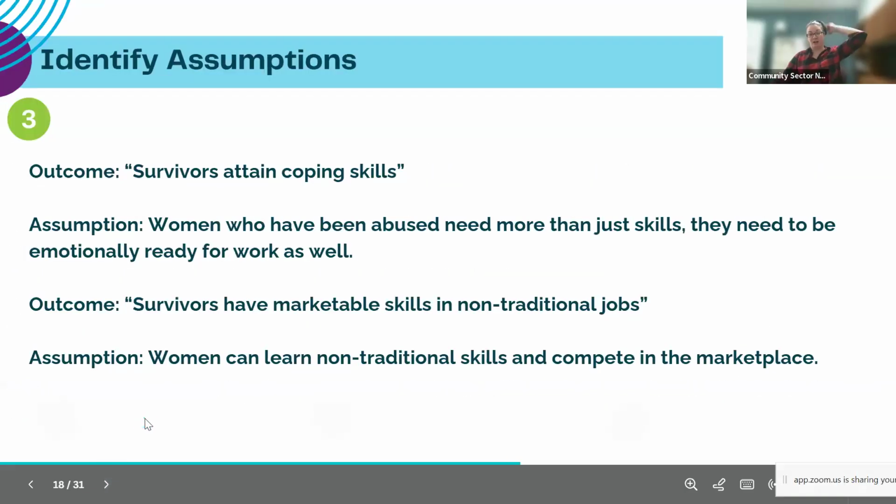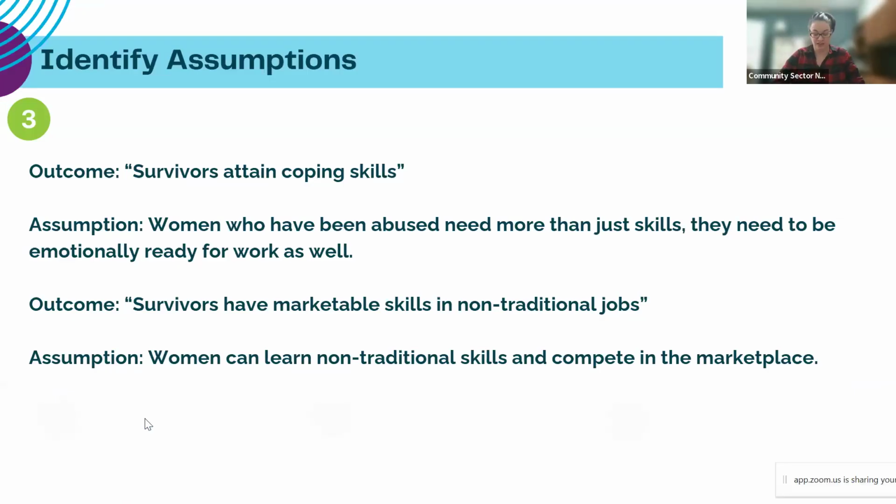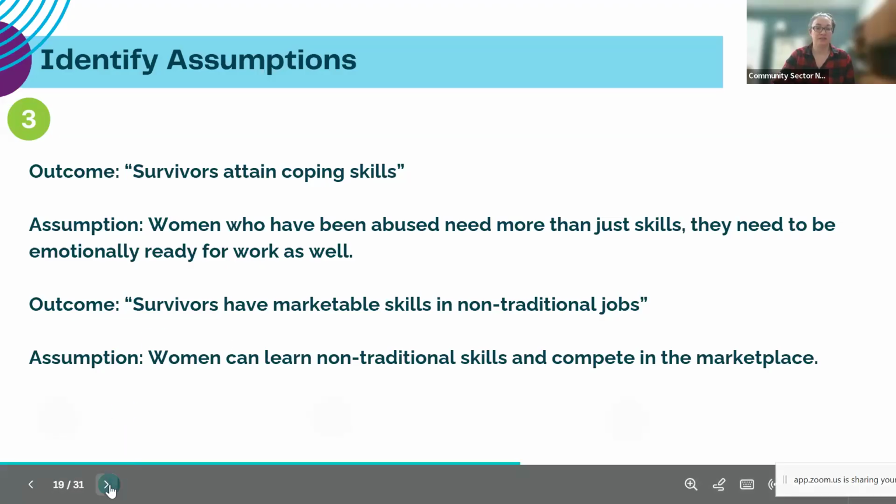So further down to the next level of outcomes, to achieve that long-term outcome, we stated that women need to attain coping skills. So we've made an assumption that women who are survivors of domestic violence need more than just skills. They also need to be emotionally ready for work. We've made an assumption around the outcome that survivors will have marketable skills in non-traditional jobs. We assume that women can learn these non-traditional skills and be competitive in the marketplace.